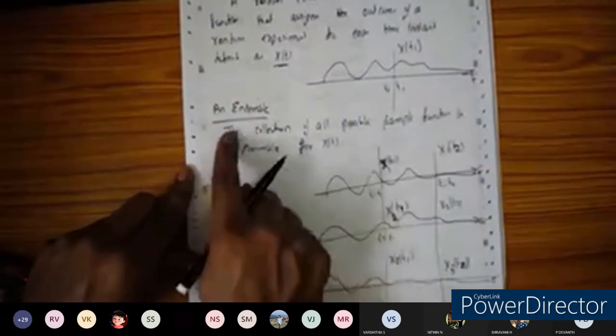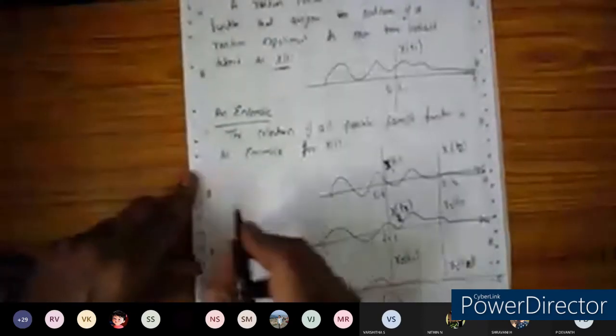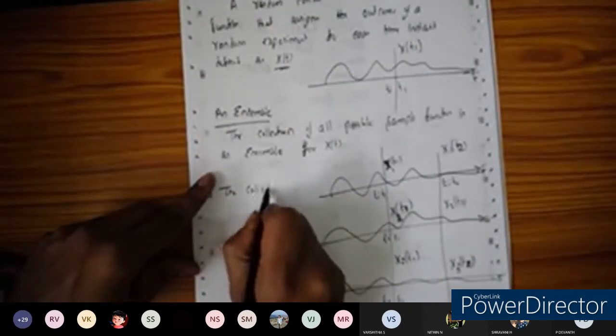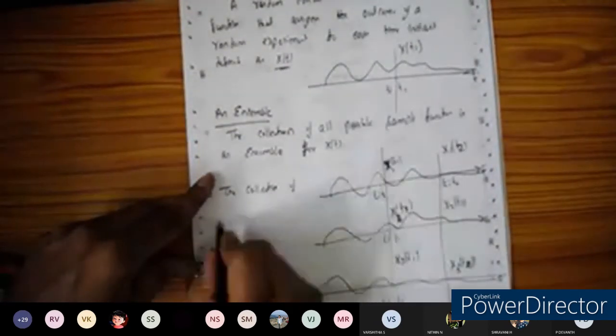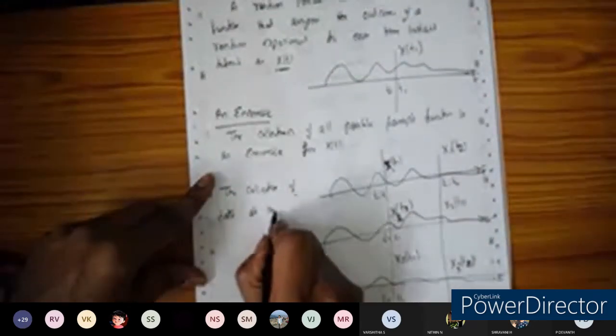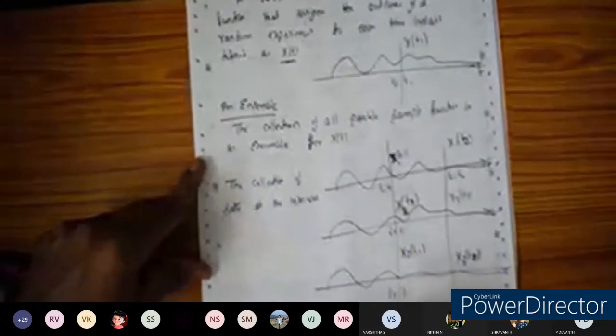So got it now? Ensemble. So this is the ensemble. You can take the collection of the data at the interval. The collection of the data at the interval.